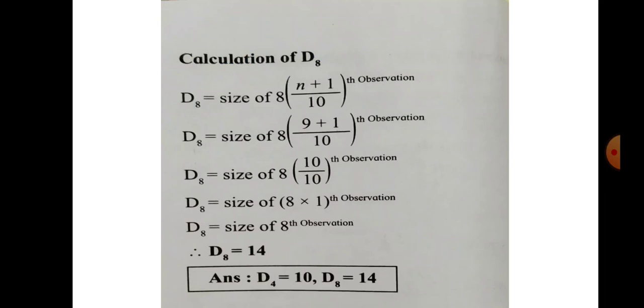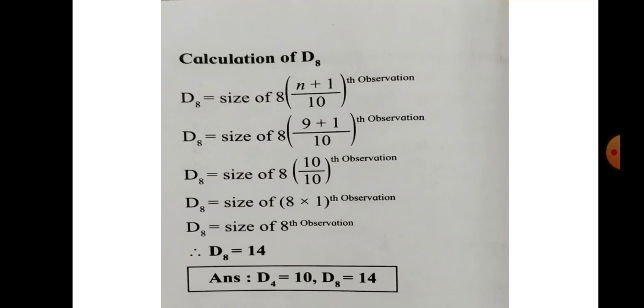Now next you have to find D8 here. How to calculate D8? Let us see which formula you have to apply. D8 is equal to size of 8 into (n plus 1 upon 10)th observation. In the next step, D8 is equal to size of 8 into (9 plus 1 upon 10)th observation, since n is the total number of observations in the series, that is 9. In the next step, D8 is equal to size of 8 into (10 upon 10)th observation.